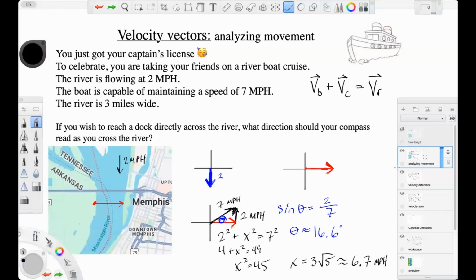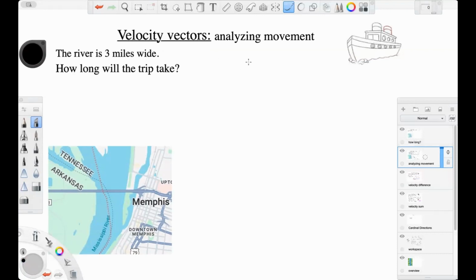Cool. That's going to become important in the next question. So we know we're traveling at 6.7 miles per hour to the right. So we just found that out. So our travel across the river here, let me sketch that in. Our travel directly across the river is at 6.7 miles per hour, which is important because now it's saying the river is 3 miles wide. How long will the trip take?